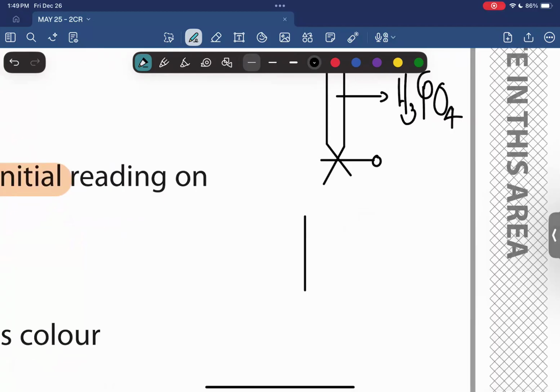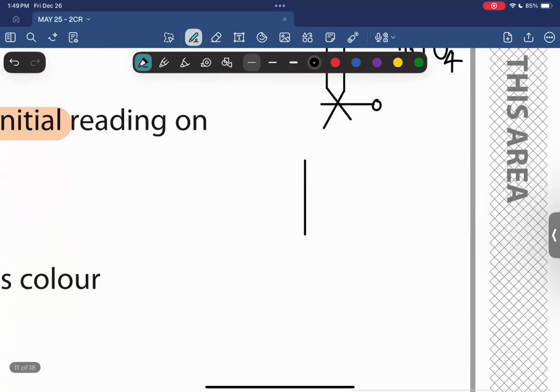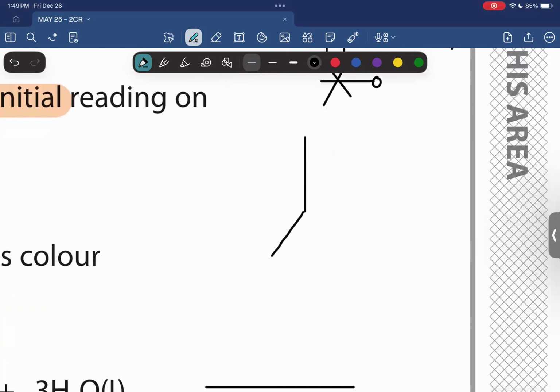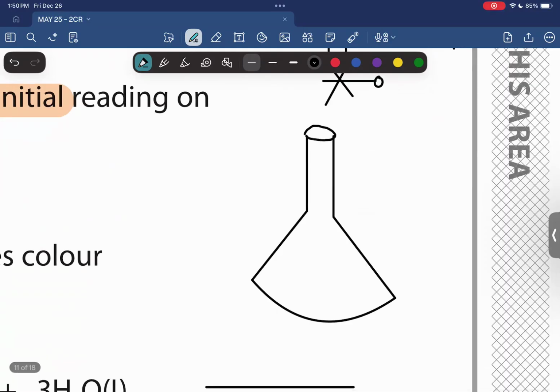Extremely sorry, I'm bad with my drawings. Just a moment. How do you even draw this? Excuse me for that. It may look like a volumetric flask initially, but this isn't. You get the idea, right? Sorry for the drawing.